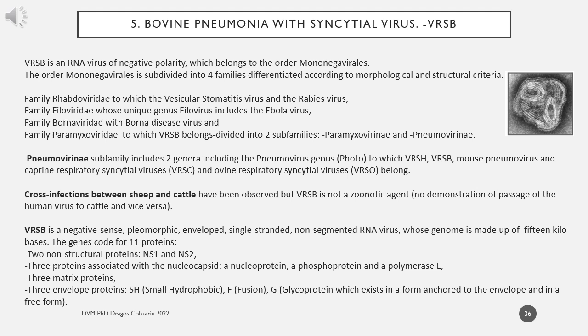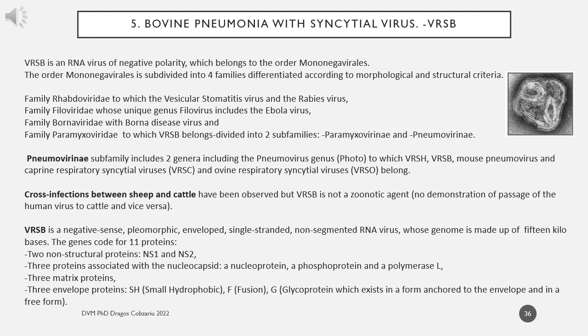VRSB is an RNA virus of negative polarity, which belongs to the order Mononegavirales. The order Mononegavirales is subdivided into 4 families differentiated according to morphological and structural criteria. Family Rhabdoviridae, to which the vesicular stomatitis virus and the rabies virus belong. Family Filoviridae, whose unique genus Filovirus includes the Ebola virus. Family Bornaviridae with Borna disease virus and Family Paramyxoviridae, to which VRSB belongs, divided into 2 subfamilies.